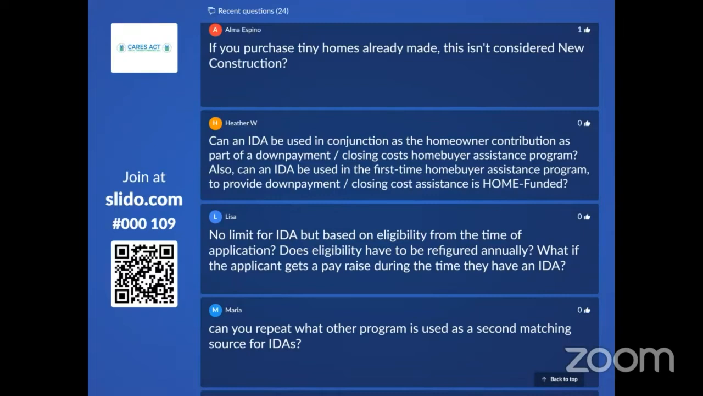If you purchase two tiny homes already made, this isn't considered new? No, it's not. If they're already up, no. It doesn't matter what kind of home, tiny home or regular size home.